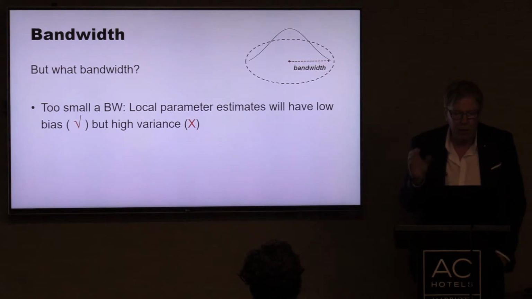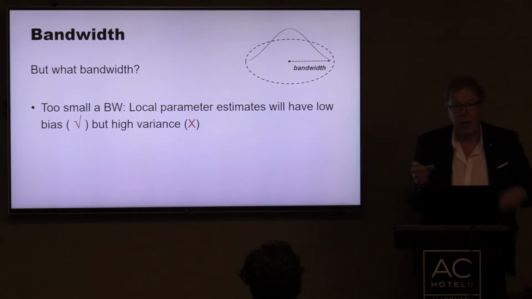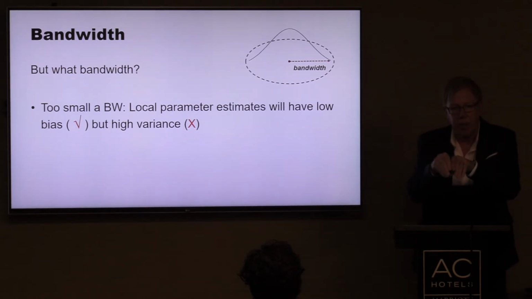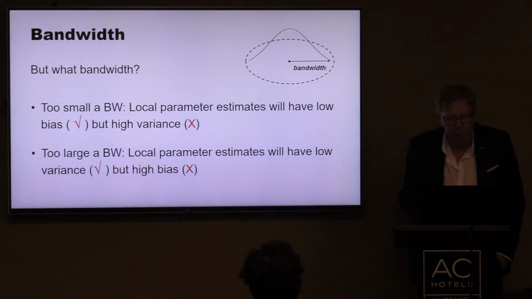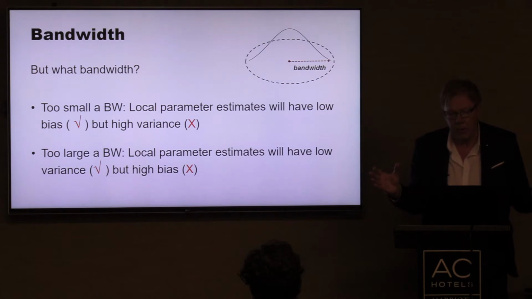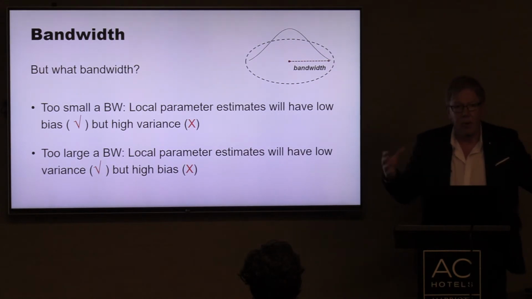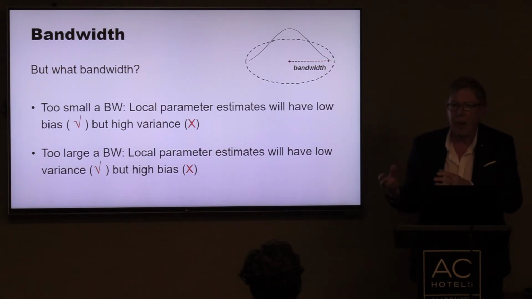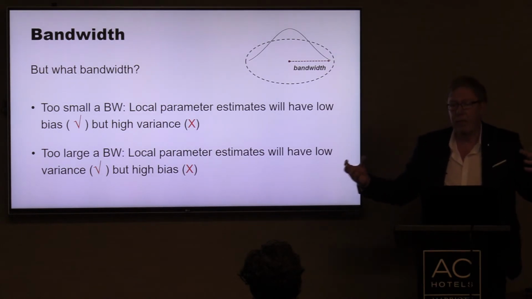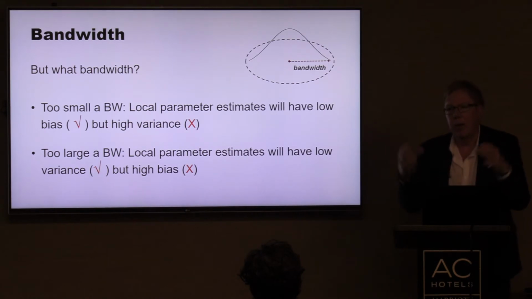If we have too small a bandwidth, the local parameter estimates will have low bias because we're just taking data from near the regression location, but they'll have a very high variance, a very high uncertainty, high standard errors, because there are very few data points on which the calibration is taking place. If you choose too large a bandwidth, the local parameter estimates will have low variance because you've got a lot of data to calibrate your local model with, but they'll have higher bias because we're taking data from further afield where the processes are more likely to be different.